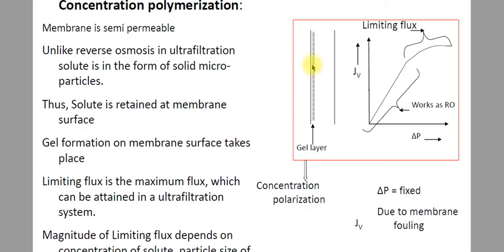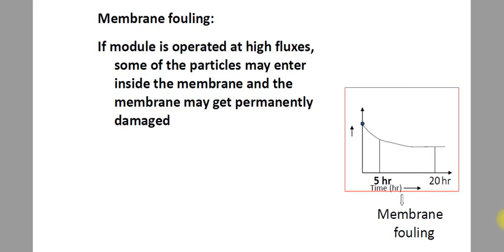So for removal of the gel layer, you need not stop the process, and the gel layer is used to define the limiting flux. If you increase the pressure, you will find a limiting flux. So this is a different phenomenon, and membrane fouling is a different phenomenon. In membrane fouling, the membrane is permanently damaged because the particles start to enter the pores. This is a different phenomenon.